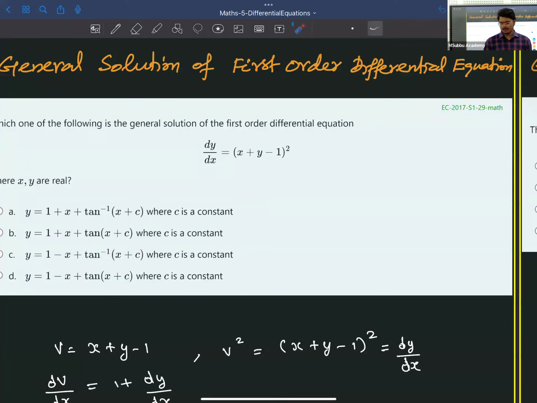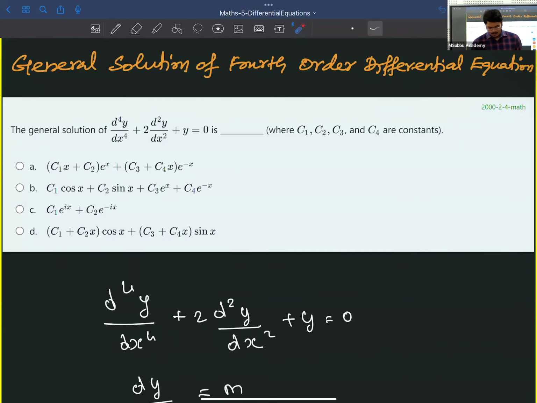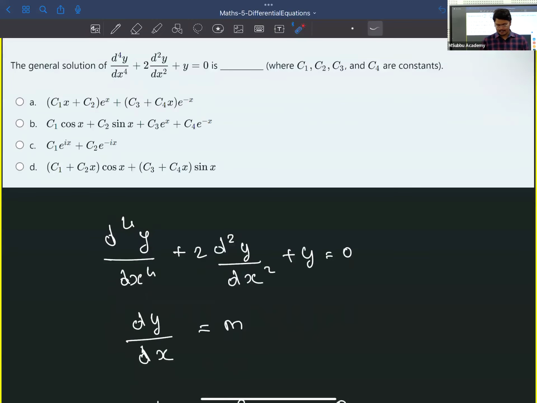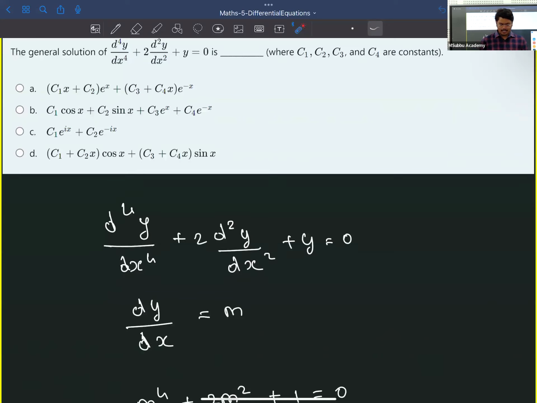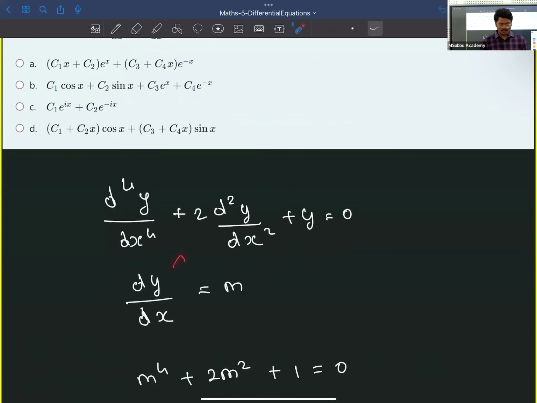Okay, we'll go to the next question. This is a fourth order differential equation. They're asking for a general solution for this. So just write this differential equation like this, then take dy by dx as m.